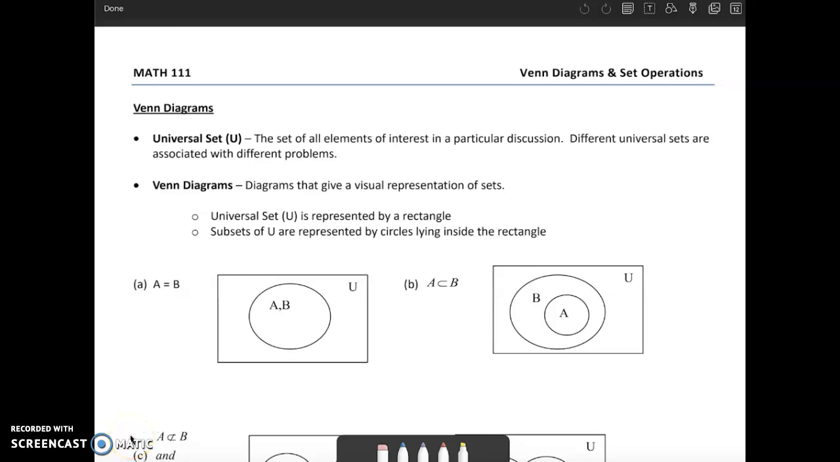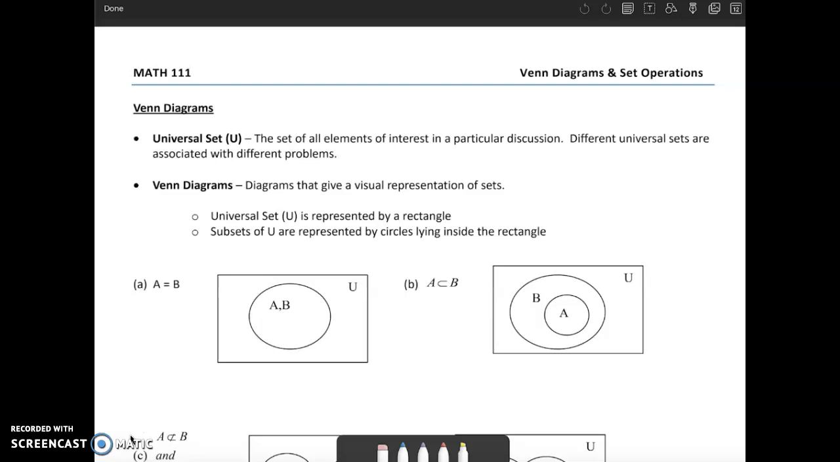In this section, we're going to be talking about Venn diagrams and set operations. So to get started, the universal set, denoted with a capital U, is the set of all elements in interest in a particular discussion. So you may have different universal sets for different problems. Then we have what's called a Venn diagram, and that is a visual representation of sets.